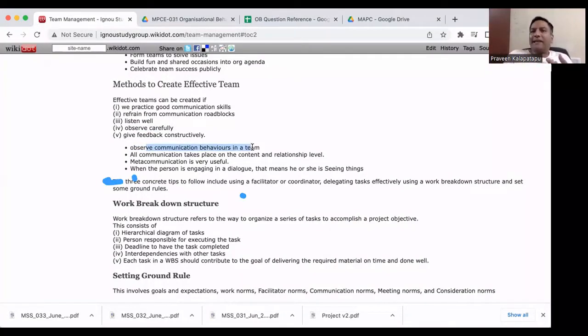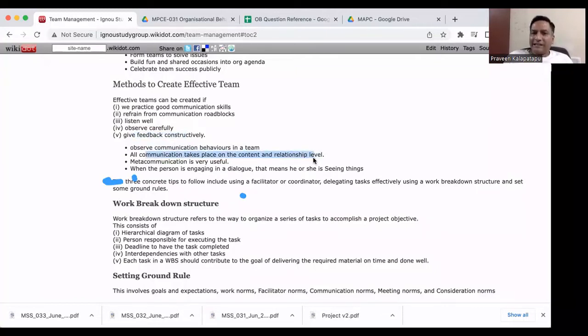Observe communication behavior in the team to emphasize more. Who is taking the decision? How are people discussing? The way they are discussing would also talk about who is involved and who is not involved. Then you will know how to make them involved within the conversations. Give feedback constructively. So obviously tell that particular feedback.